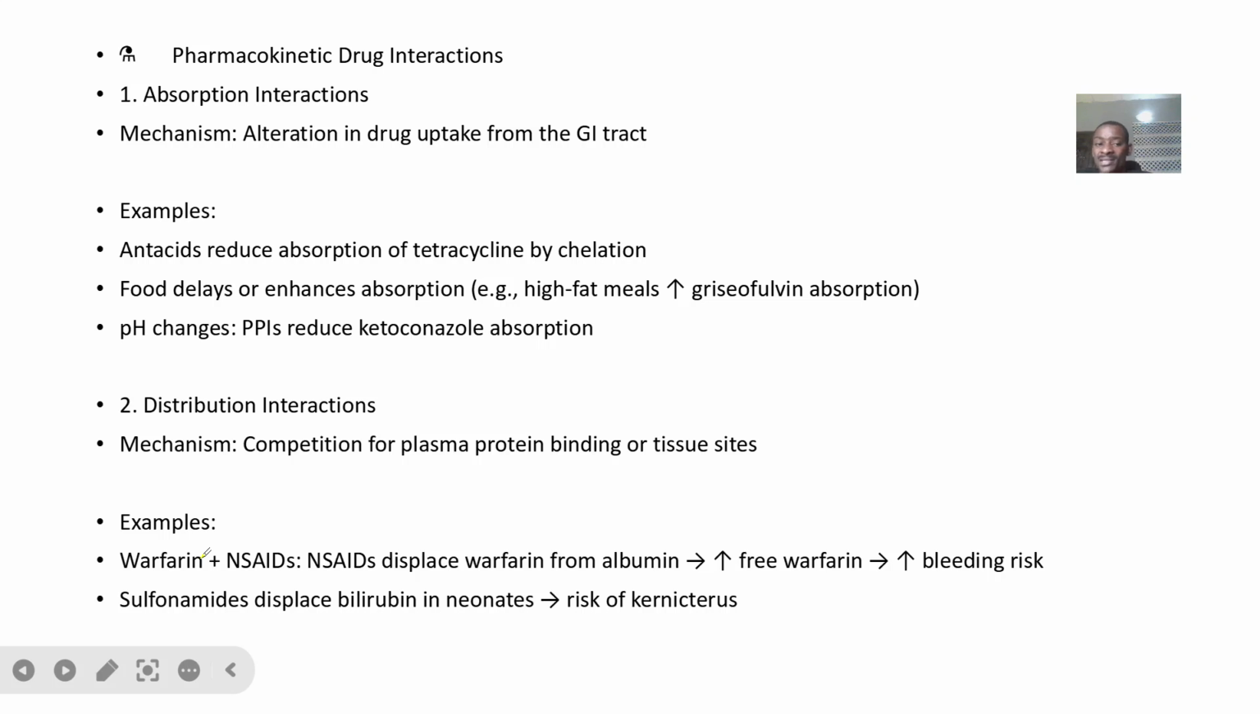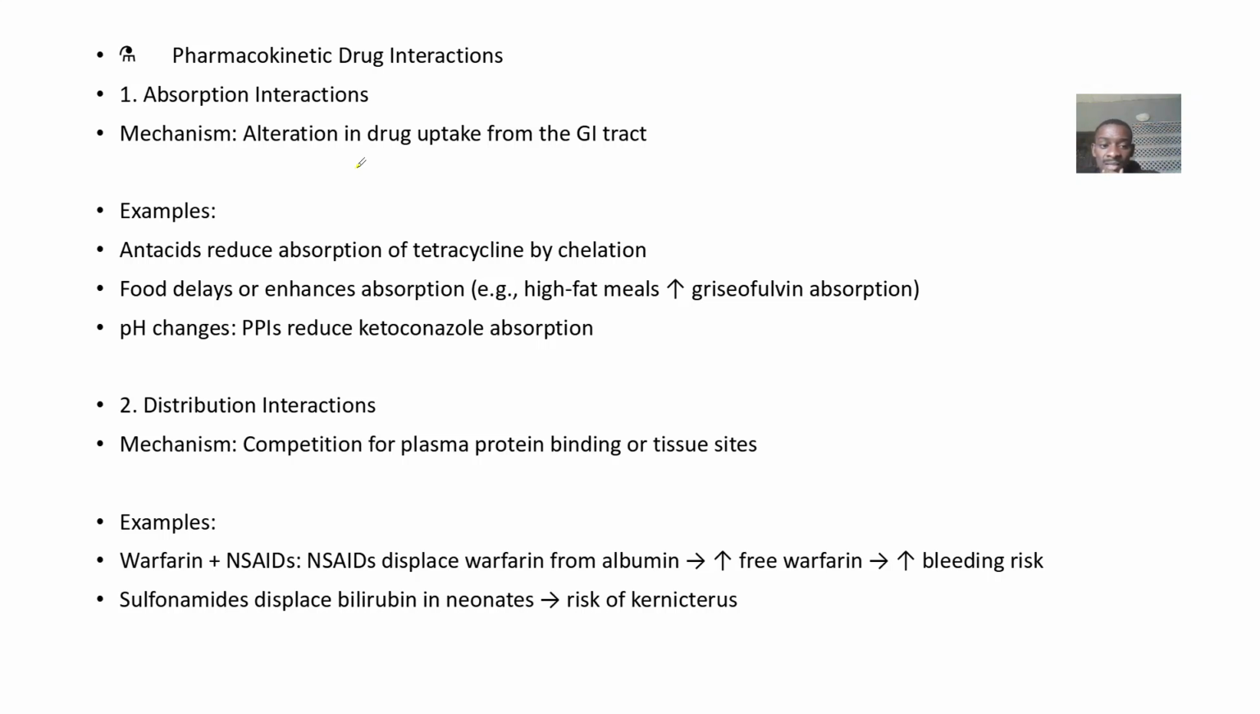So pharmacokinetics is basically you're trying to look at what the body does to the drug. Okay, so absorption interactions: sometimes if you give a drug with another drug or food substance and all of that, it could alter how they are taken up in the gastrointestinal tract. So altering them could mean it is enhanced or depressed. You understand? The absorption could be enhanced or the absorption could be delayed.